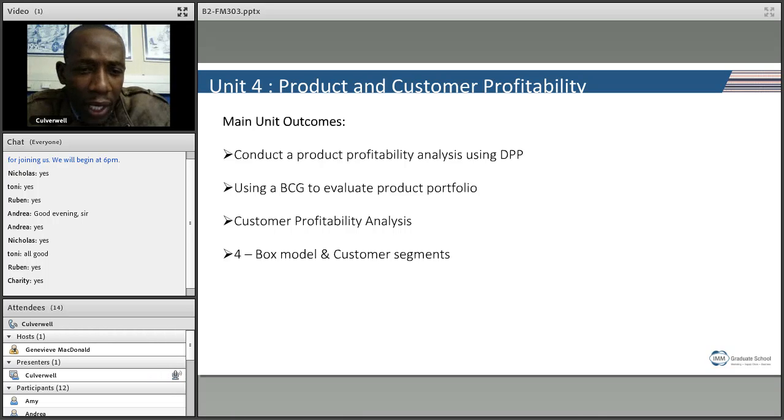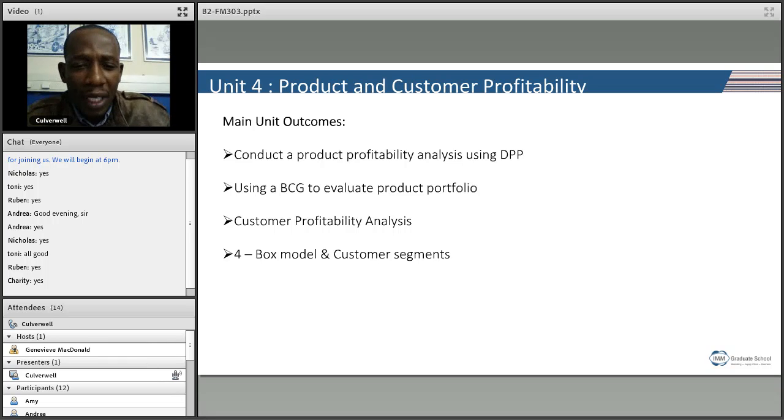Looking at the four main outcomes that I just mentioned, which are important here, the first one is that one needs to conduct a product profitability analysis using the direct product profitability, which we are going to go through shortly. After you've conducted direct product profitability, you then use the BCG metrics to help you allocate first the products, and then also to make decisions pertaining to strategies to use after the allocation.